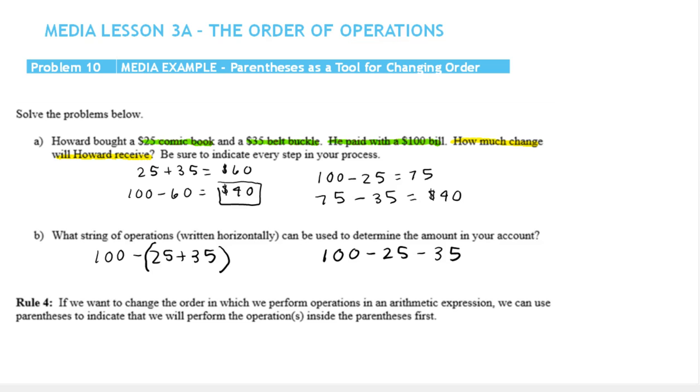So looking at Rule 4, if we want to change the order in which we perform operations in an arithmetic expression, we can use parentheses to indicate that we will perform the operation inside the parentheses first. So this says, do this operation first. Even if this was multiplication or division, parentheses come first.